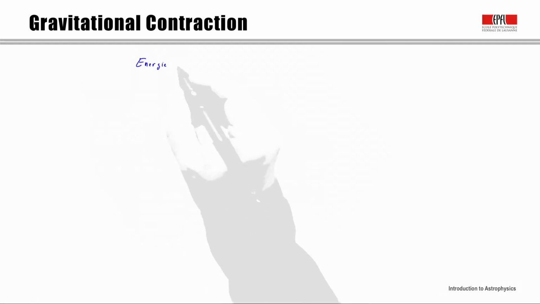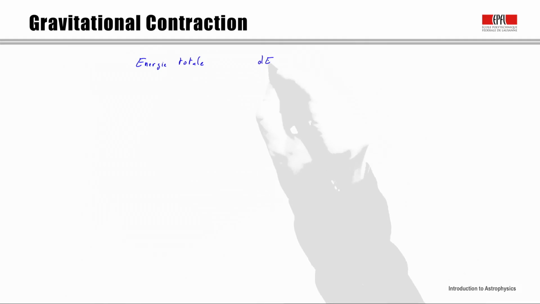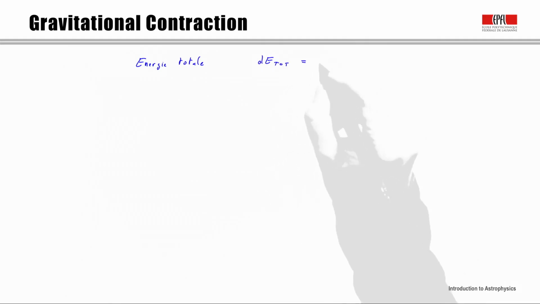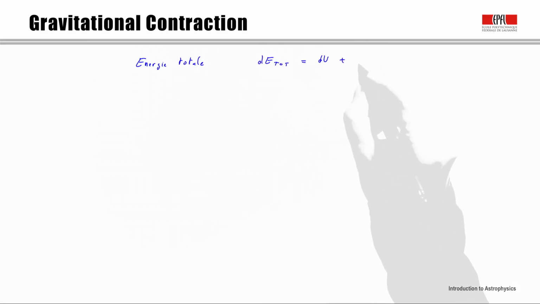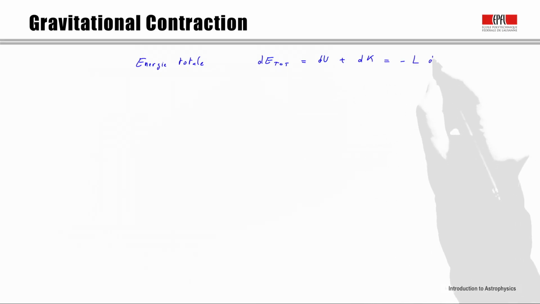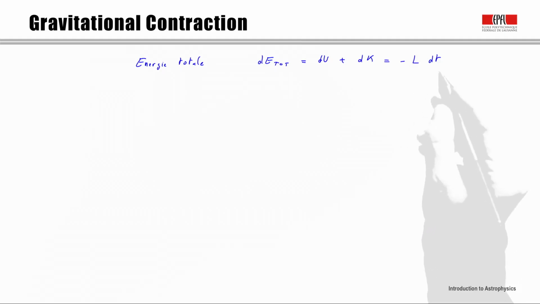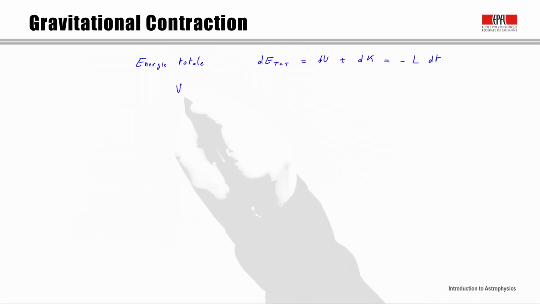To understand this fact, let us have a look at the energy balance of the Sun. If we look at the total energy, its change is equal to the change of potential energy plus the change of kinetic energy. This is equal to the energy loss rate, namely the Sun's luminosity times a time unit.